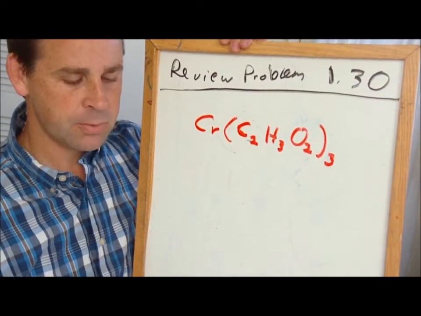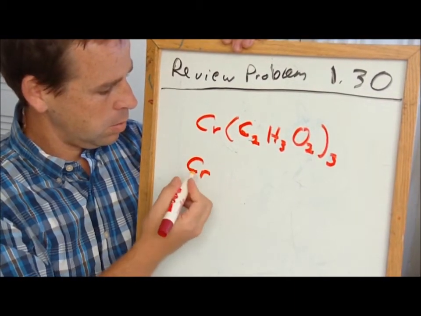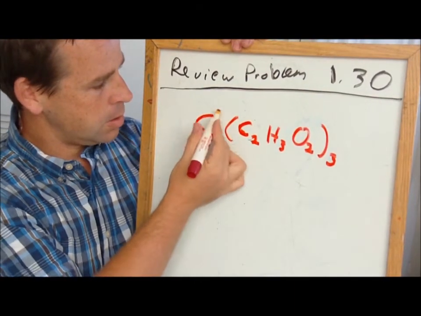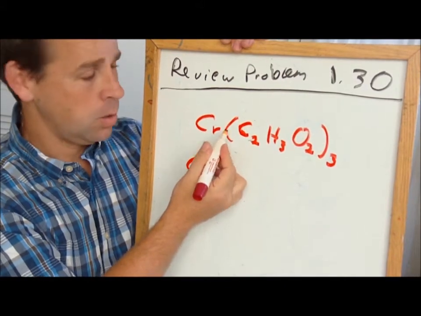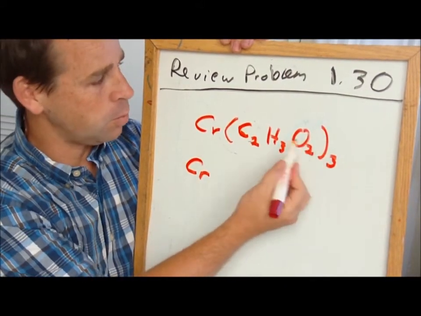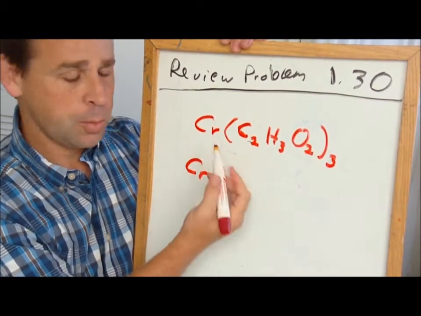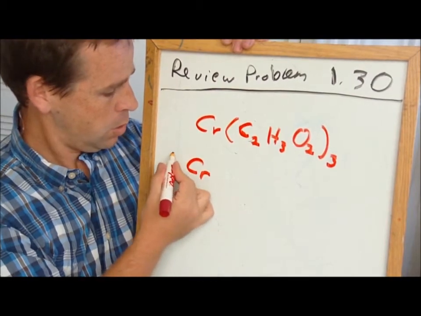How many atoms of each element are given in the formula? So how many chromiums are there? Well, this Cr has no subscript by it, so there's just one chromium. This subscript, 3, refers to whatever's inside the parentheses that the subscript is outside of. So there's one chromium.